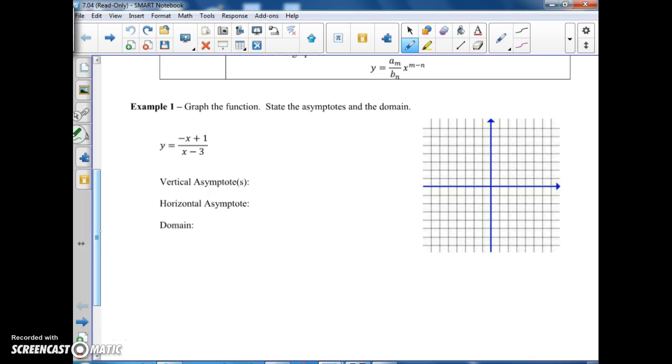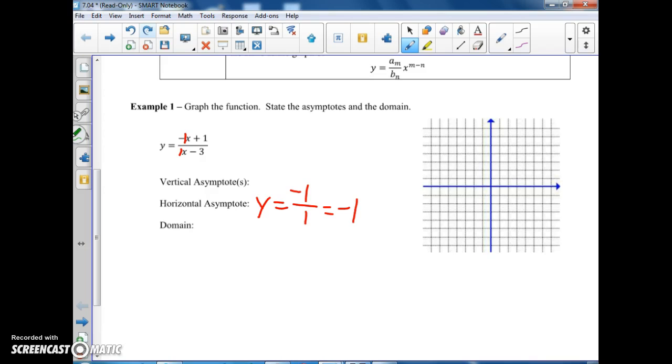Look at this. How much is A sub m here? -1. How much is B sub n here? 1. So look what you're going to do. You're going to go to horizontal asymptote and write down Y equals -1 over 1. Make sense? In other words, Y equals how much? What's -1 divided by 1? -1, right? So it's Y equals -1. That's the horizontal asymptote.